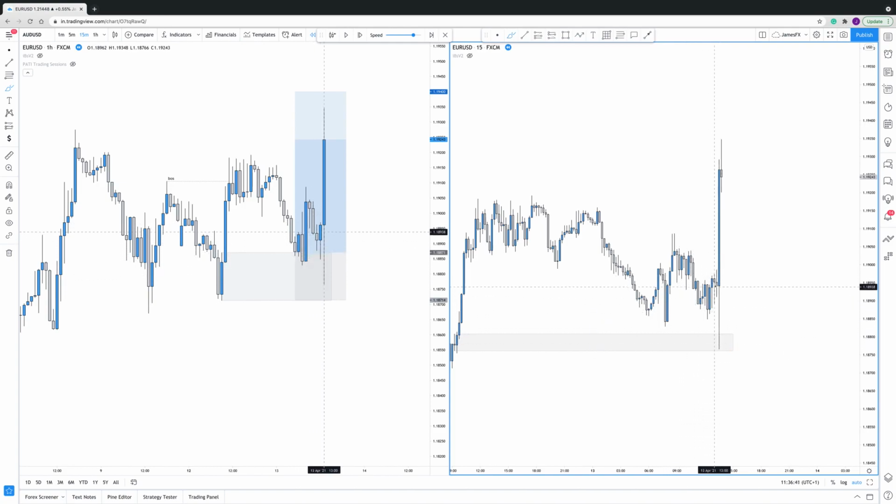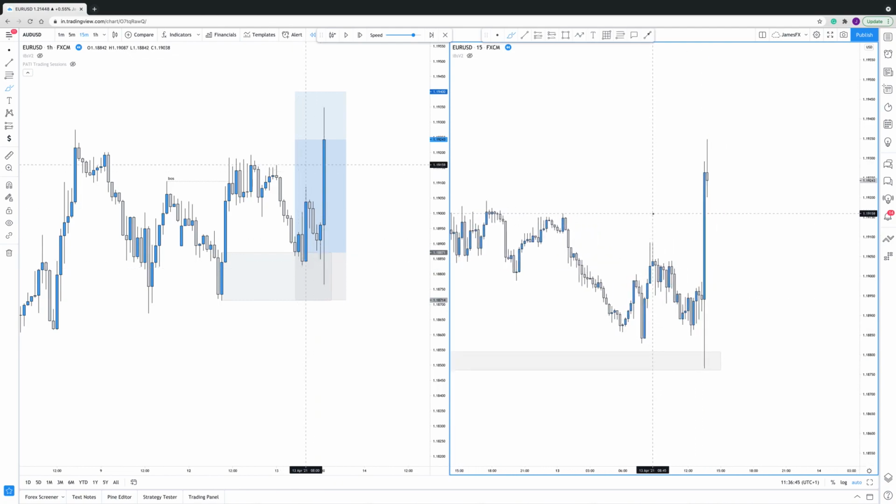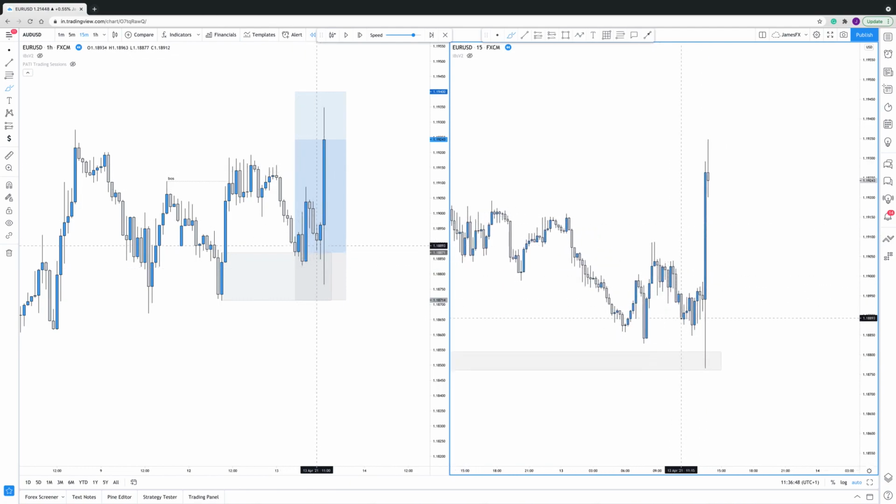Now you can see we did wick in, so this was probably caused by news, but news is just a way for the large institutions to get in, push price down to mitigate and close out any sell positions they have before stacking orders and then continuing.